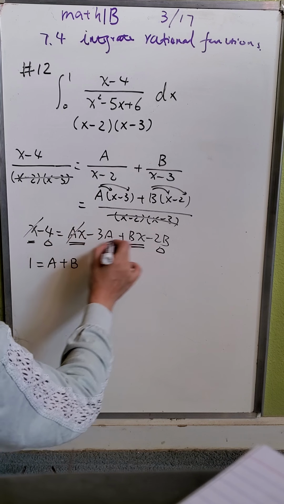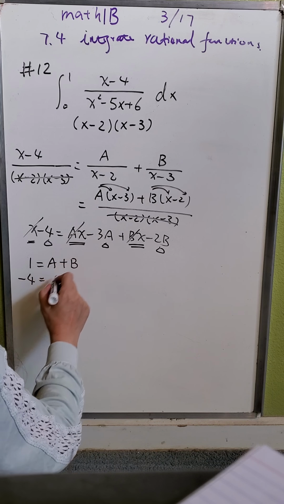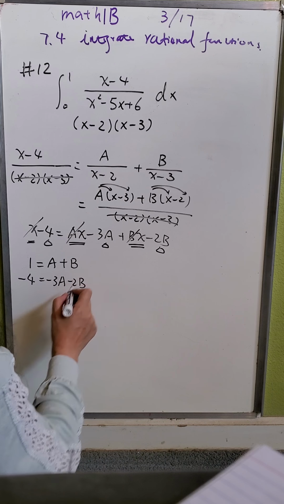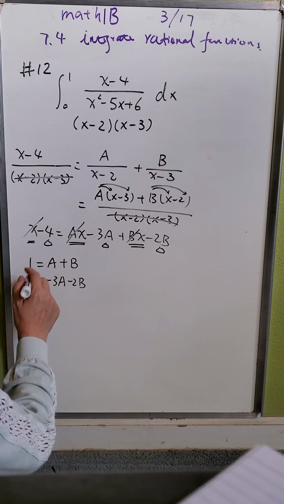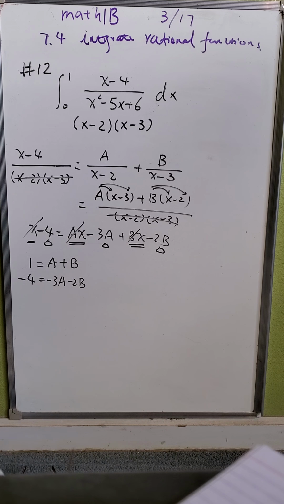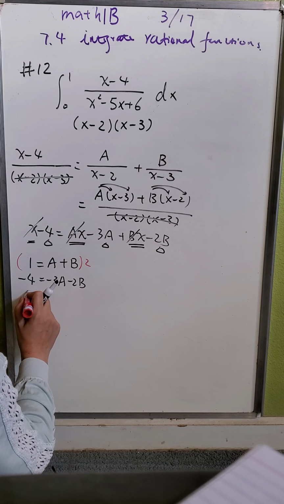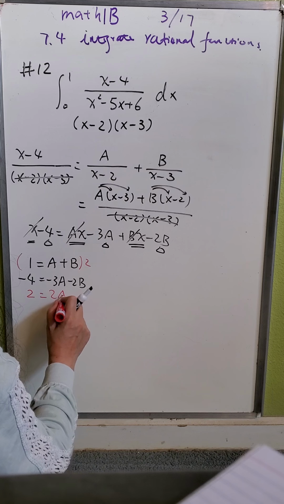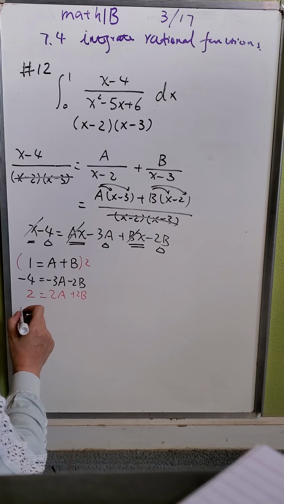So you take this away. The second is negative 4 equal to negative 3a minus 2b. And you're going to solve this system of equations. You can just multiply by 2 here. Okay, multiply by 2. And you're going to have a new equation, 2 equal to 2a plus 2b. That's the new equation, the one I put in red.